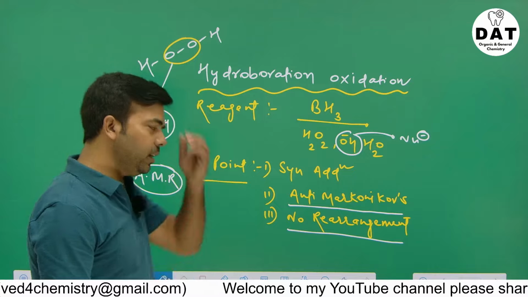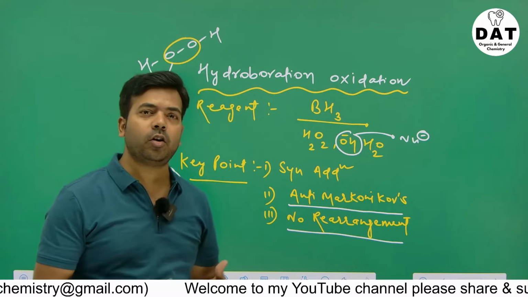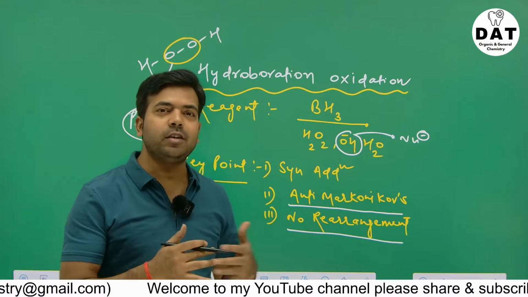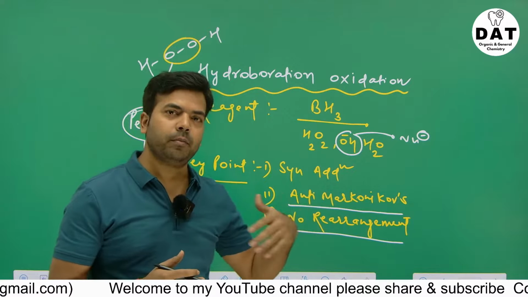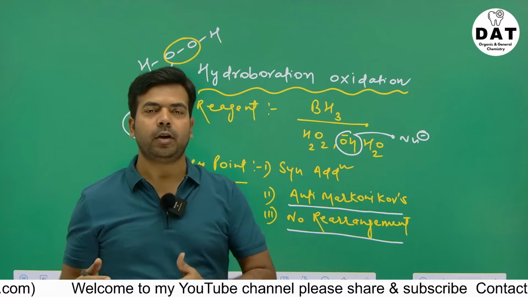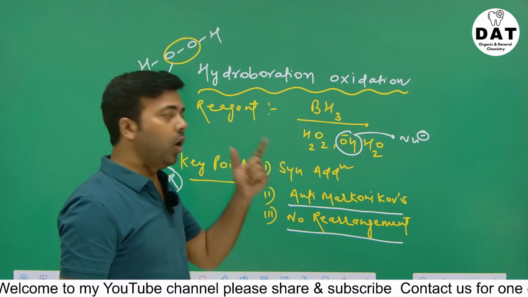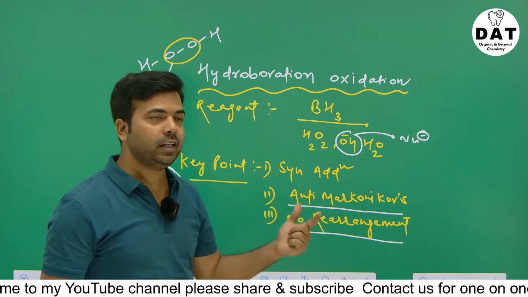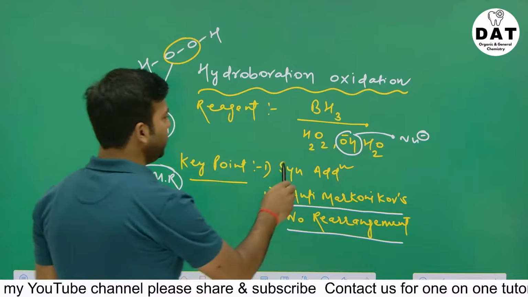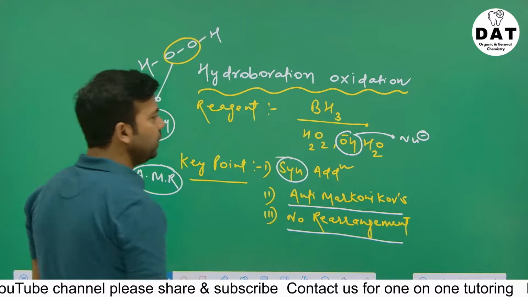Clear? And the hydroboration and oxymercuration reactions are quite similar in nature. One is Markovnikov, the second one is anti-Markovnikov. One is a syn addition, another one is an anti-addition. So if oxymercuration was anti, then this one will be syn addition. Clear? This is syn addition.